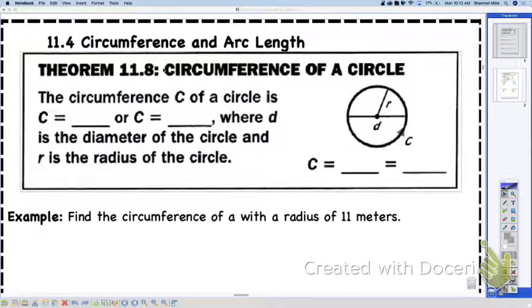11.4, circumference and arc length. Okay, the circumference of a circle is not a new equation to you. It should be just a review of what you already know. The circumference C of a circle is... What do you think D stands for? Diameter. It is not 2D.